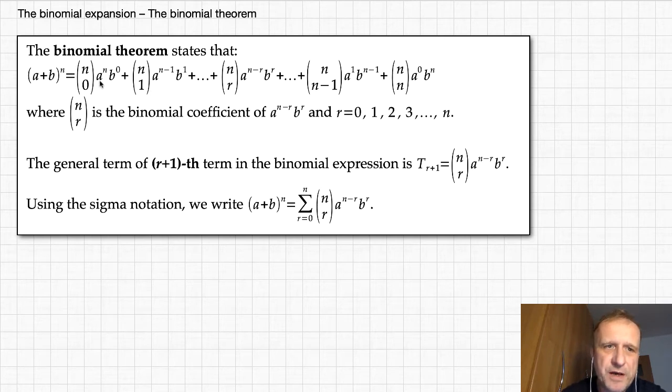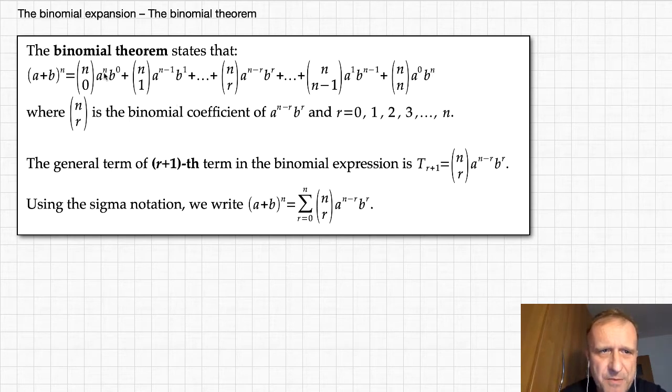In each term we have the product of some power of a and some power of b. You see that the powers of a decrease by 1, so n, n minus 1, etc., n minus r in the general term somewhere in the middle, then 1 and 0. The powers of b increase by 1, so we have 0 at the start, 1, then there will be 2, etc. This is the power r, etc. There is the power n minus 1 in the penultimate term, and then we have n in the last term.